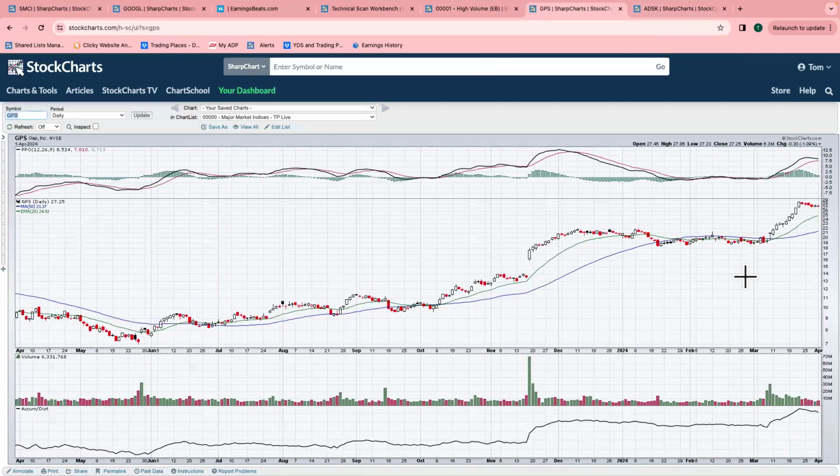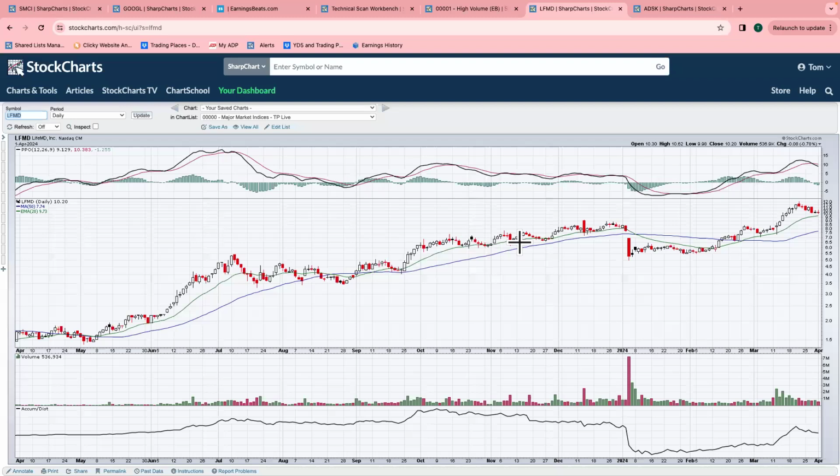How about Gap? Yeah, Gap's just kind of going sideways. It looks like a bull flag to me. But I guess today's intraday high went slightly above Thursday's. I'd probably need to see a little more. I'd either want to see more of a pullback or maybe a breakout of this flag pattern.